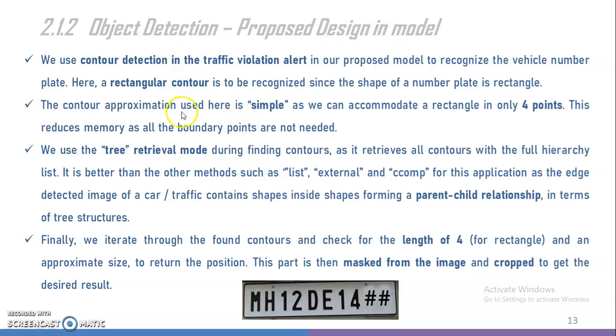So here is the proposed designing model. As we said, we use it to recognize the car number plate. Here the tree retrieval mode is used and the simple approximation is used to accommodate only 4 points of the rectangle. The parent-child relationship is considered in tree retrieval mode, and here we can see every car number plate comes as a rectangle, and like this we can recognize the number plate. This part is masked from the car image, and this is given as the result.